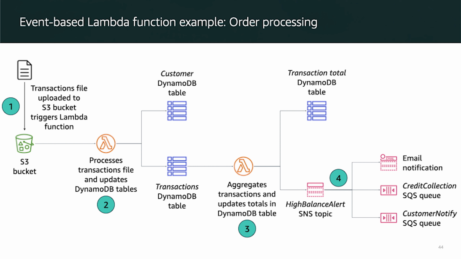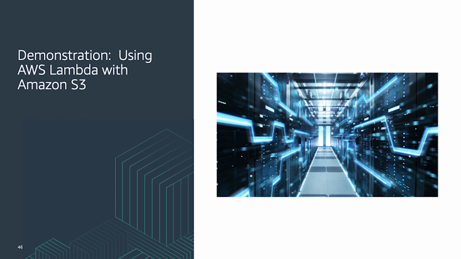So the Lambda layers enable function to share code easily. You can upload a layer one time and reference it in any function. Promote separation of responsibility. Developer can iterate faster on writing business logic and enable you to keep your deployment packages very small. It has some limits up to 5 layers of storage and 250 megabyte per layer. And let us look to a demonstration about using AWS Lambda with Amazon S3.